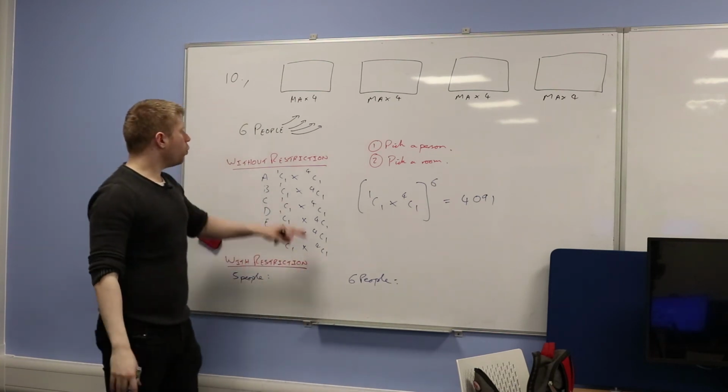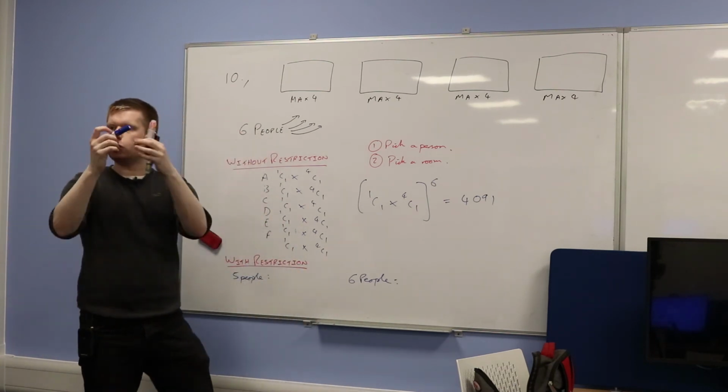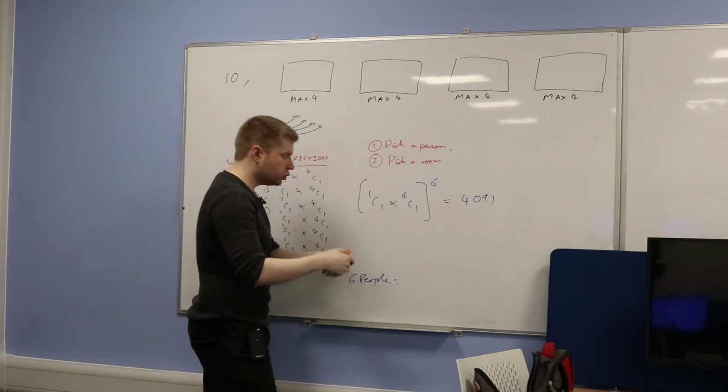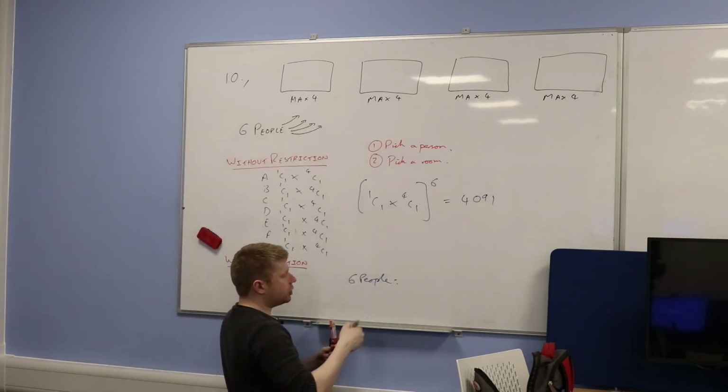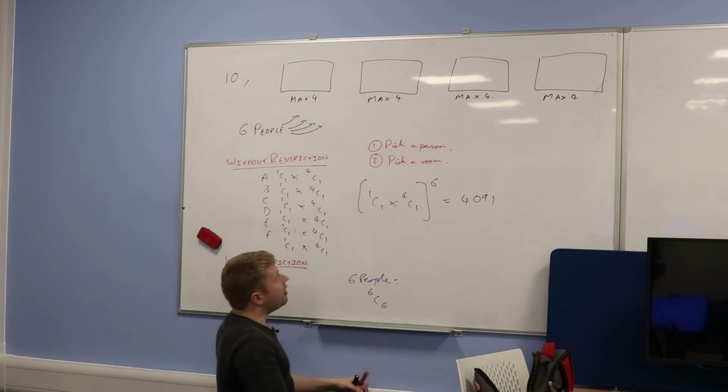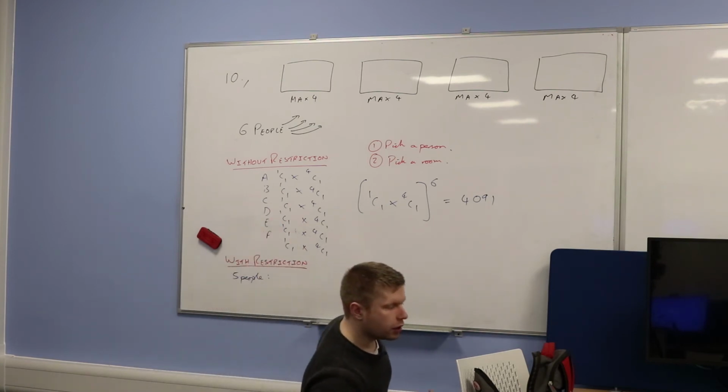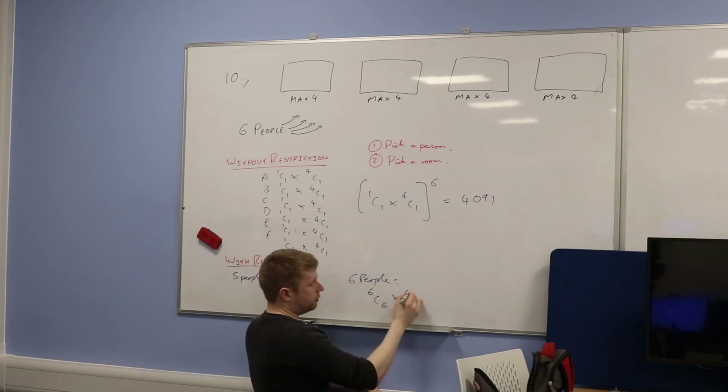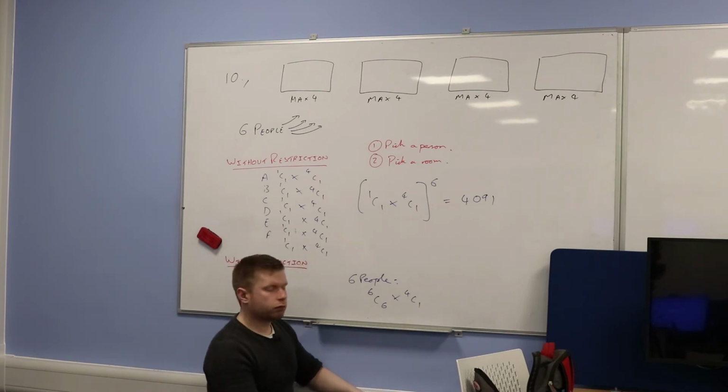Well, first of all, we've got 6 people and we're going to choose all of them. So we're going to pick a person. We're going to choose all 6 of them. So we're going to end up with 6 choose 6. And then we just need to choose a room for them to go in. So would you be happy? 4 choose 1. Pick all 6 people, put them in a room.